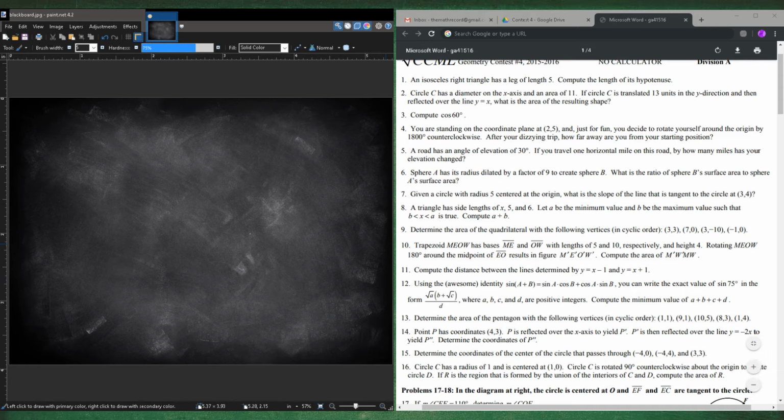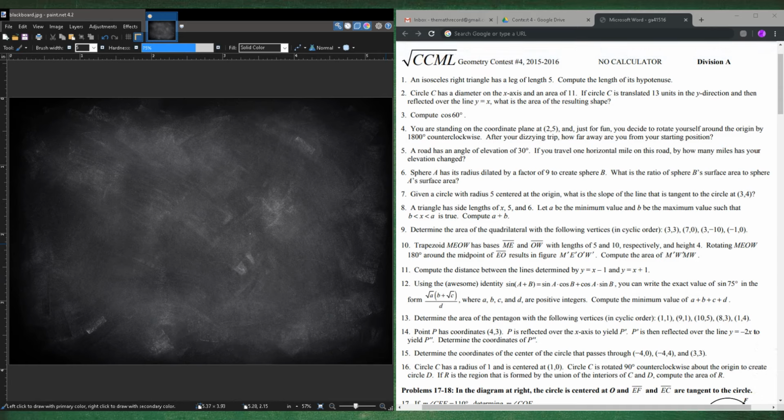Number 9. Determine the area of a quadrilateral with the following vertices in cyclic order: 3, 3; 7, 0; 3, negative 10; and negative 1, 0. I'm going to use the shoelace theorem. This is discussed in previous videos, where you get the area of a shape in the plane using its coordinates in a matrix. It gets the area of a polygon, and a quadrilateral would be that polygon.